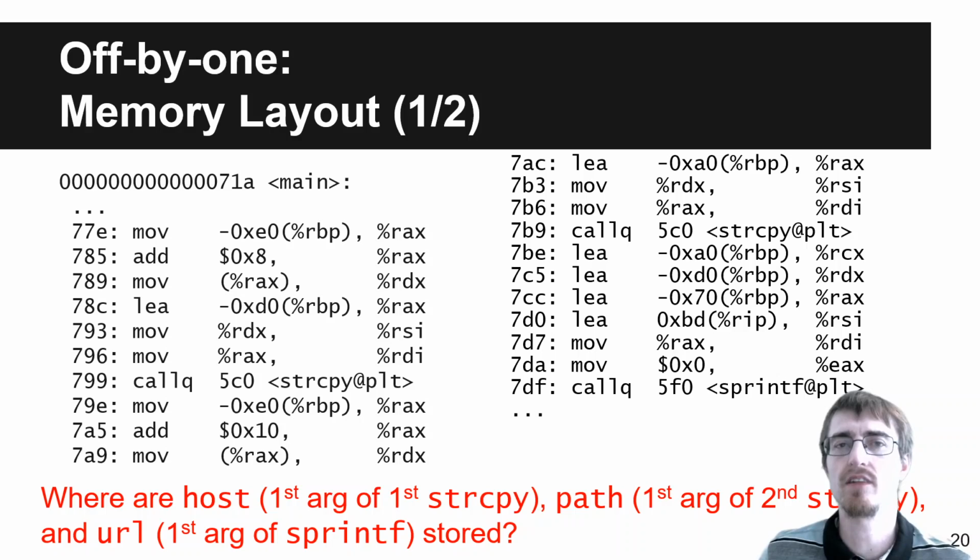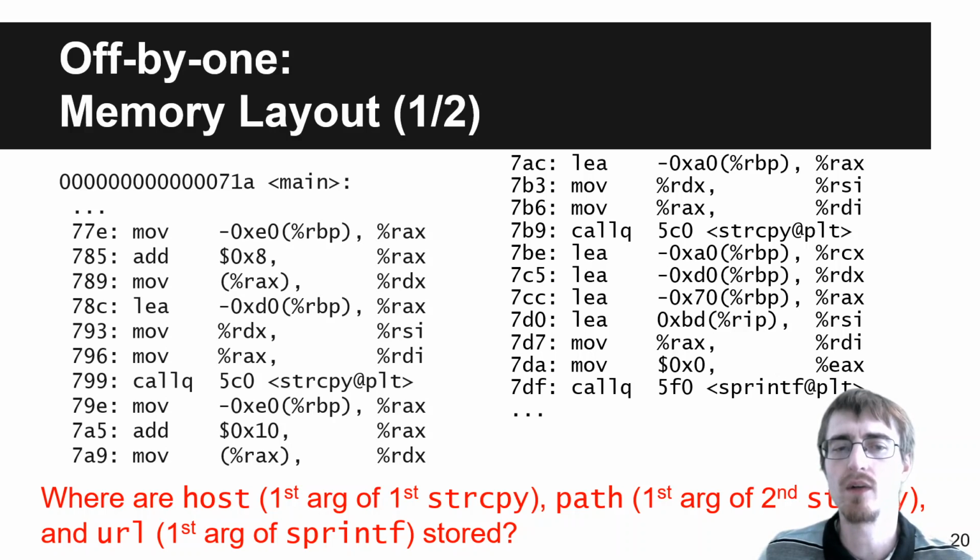Path is the first argument to the second strcpy, where it also takes the value of a parameter specified by the attacker. And then finally, URL is the first parameter of sprintf, because we're formatting a URL into the URL buffer. So keep in mind that because of the limitation set for the host and the path, the URL should not become too long. But let's take a look at what can happen here.